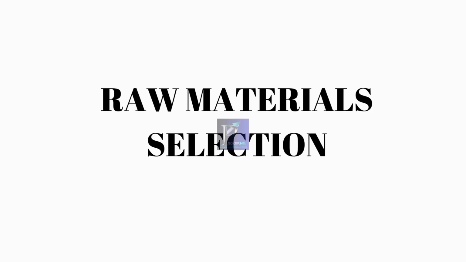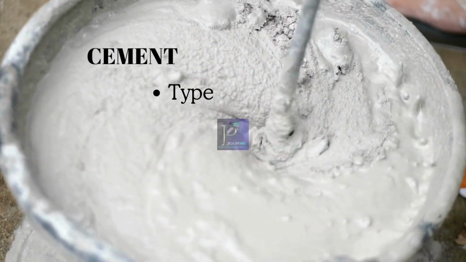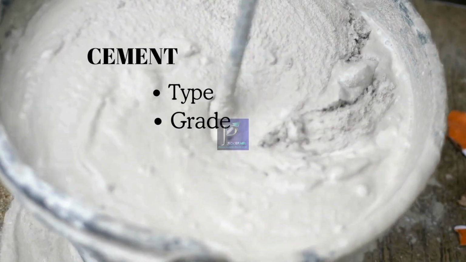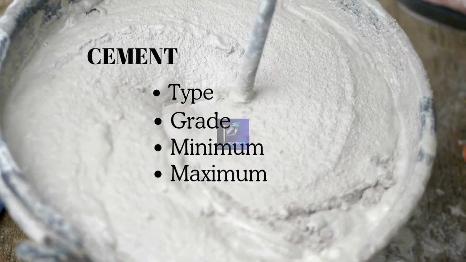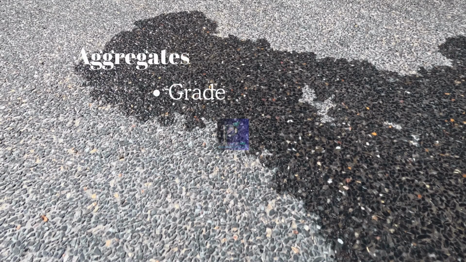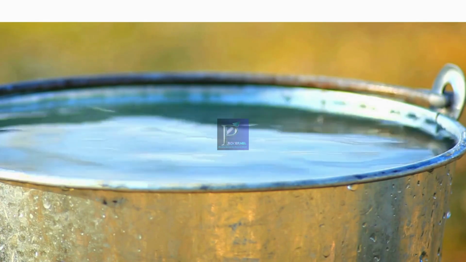The next consideration is on selection of raw materials. Cement. Type of cement like ordinary Portland cement or self-compacting concrete SCC, grade of the cement, and minimum cement requirement and maximum cement requirement that is required for the mix. Then aggregates. What are the key factors of aggregates? Of course, grade of the aggregates, then size of the aggregate, minimum nominal size of the aggregate. Water. Clean, potable water is essential. Impurity can adversely affect the concrete properties.